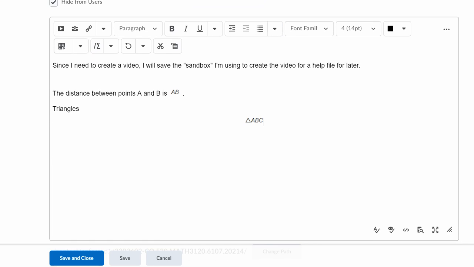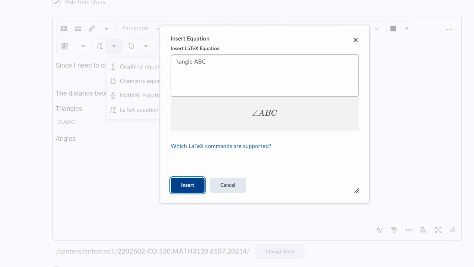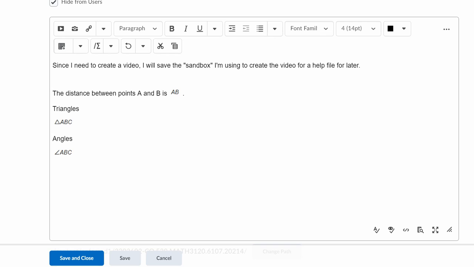And let's see what else we have. I'm going to keep it over here to the left. Oops, I guess I'm not. Okay, so we have triangles. We have angles, of course. So angles, it will just be backslash angle.